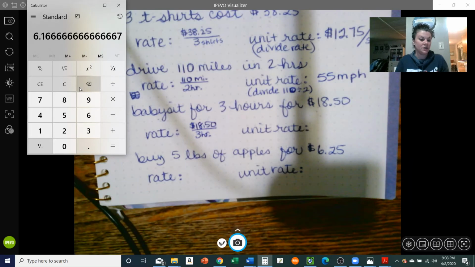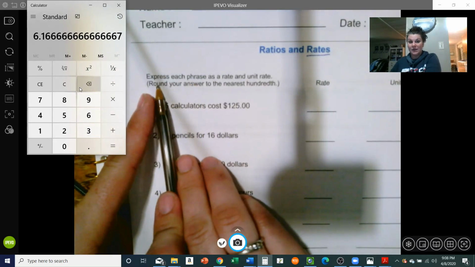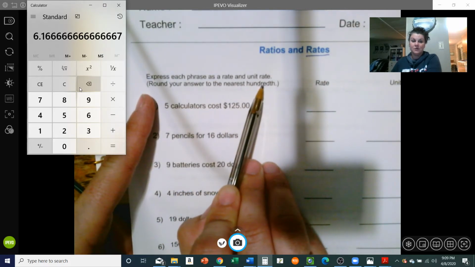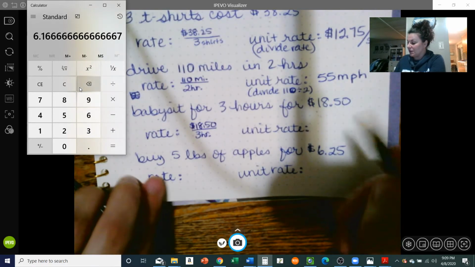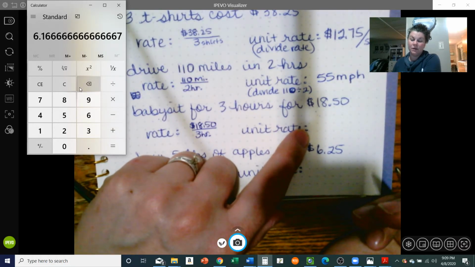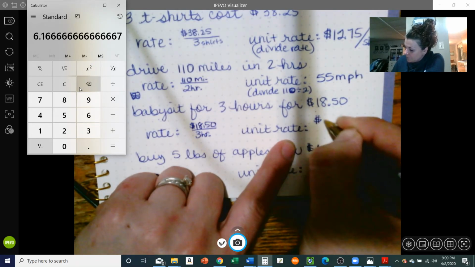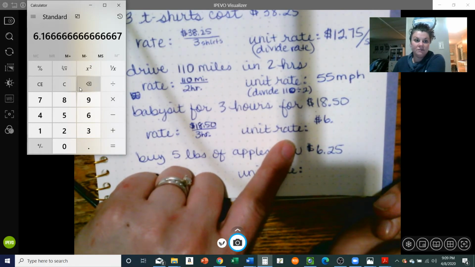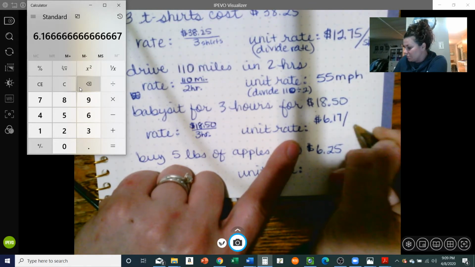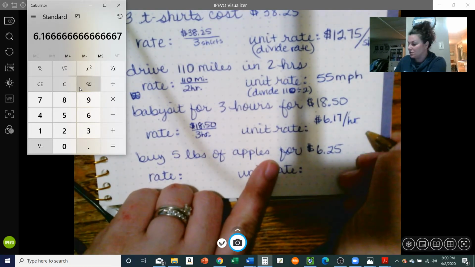In the instructions on your assignment, the things that sometimes we don't look at, it says round your answer to the nearest hundredth. So remember that's 2 decimal places. So especially this one, because it's money, that's what a computer would do. You know, a cash register at a store, it's going to round it. So it's money. I don't pay parts of pennies. So it looks like $6.17 per hour. And that's how you can write that, with the slash mark and then the HR abbreviation.